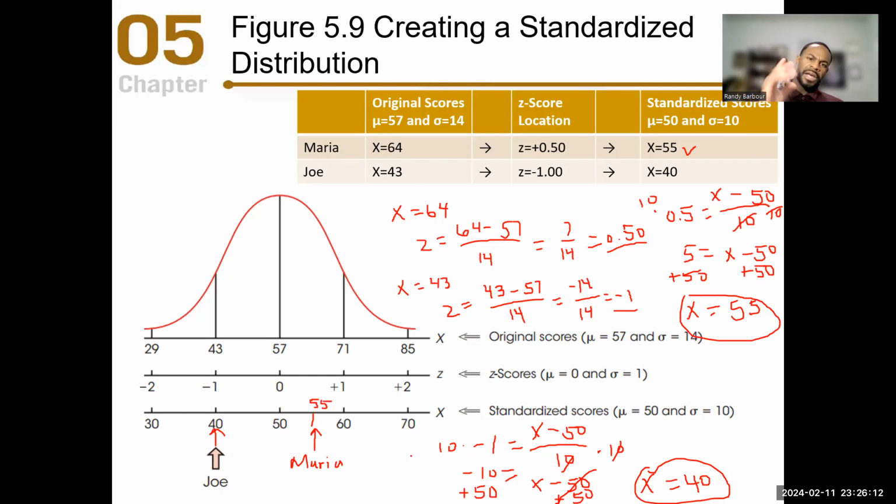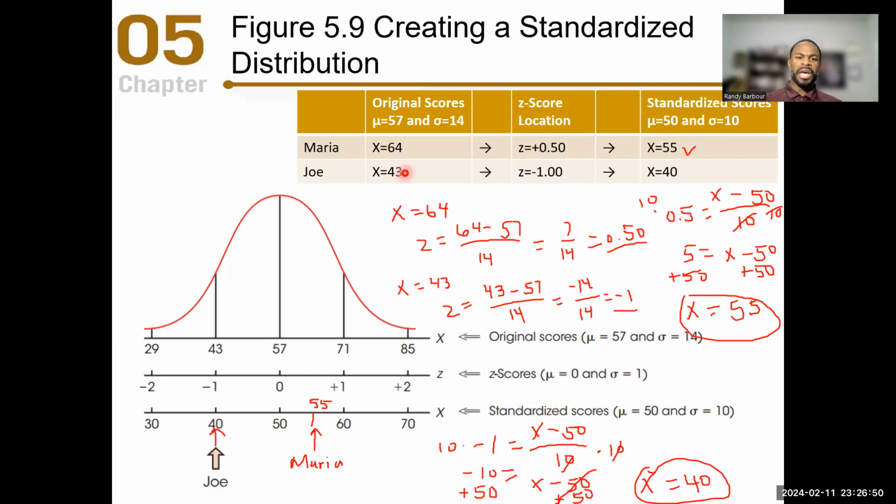So again, that's how you create a standardized distribution. If you want to standardize your distribution, the steps are very simple. You have to find the z-score that corresponds, because the z-score is a standard score. So if I want to create a standard score, all I have to do is create the x value that I want to find with that standardized score. So this is 57, the mean of 57. Let me get my pointer.